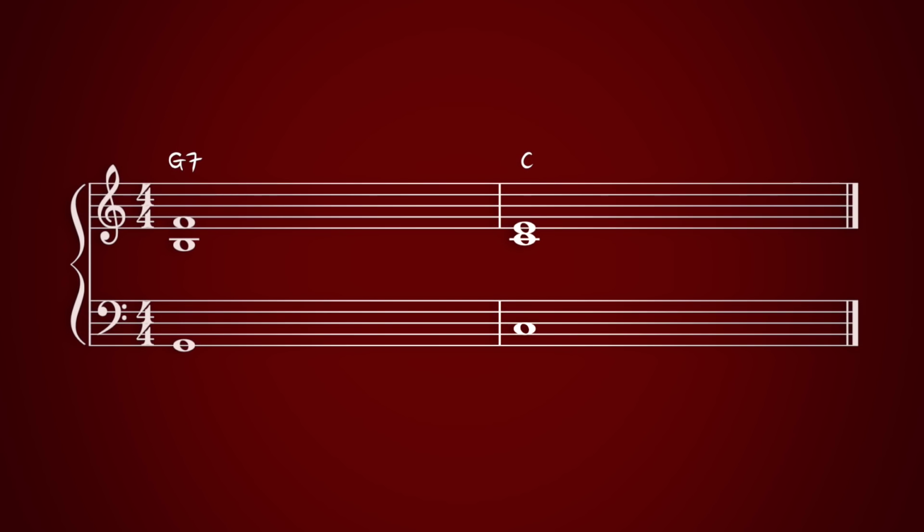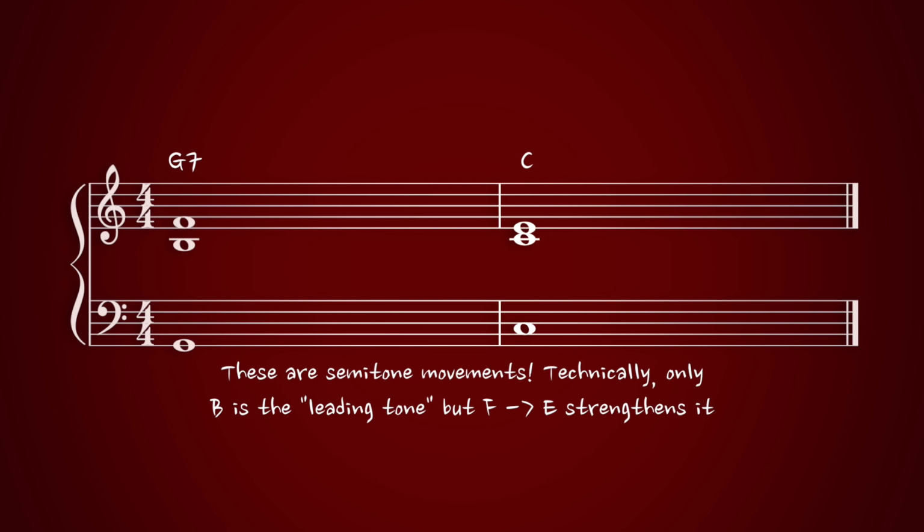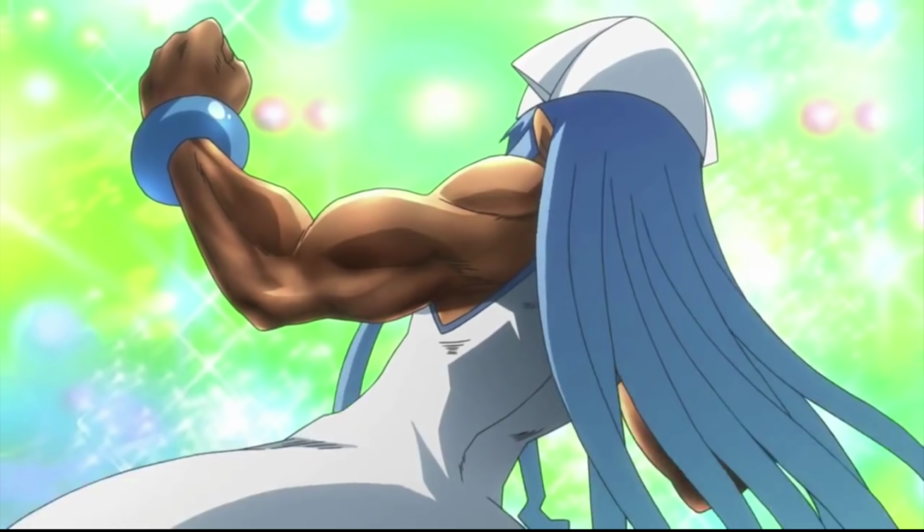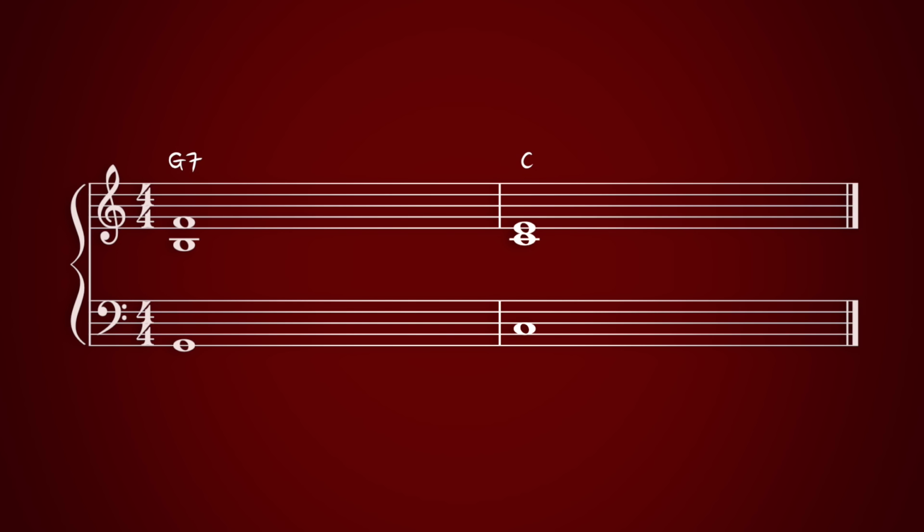The 3rd and 7th are the most important notes. In a 5-to-1 cadence, B would resolve up to C, and F would resolve down to E. That's what makes the 5-to-1 resolution so strong. Hopefully you already knew that, but today we're going to take this idea and go further with it.